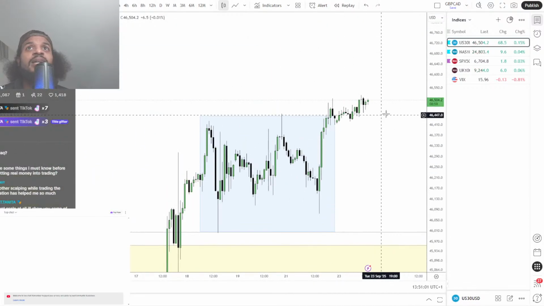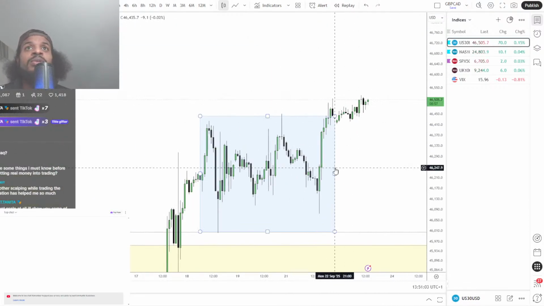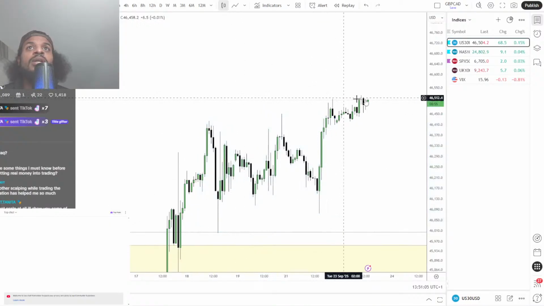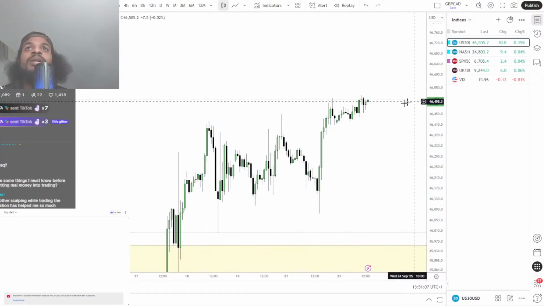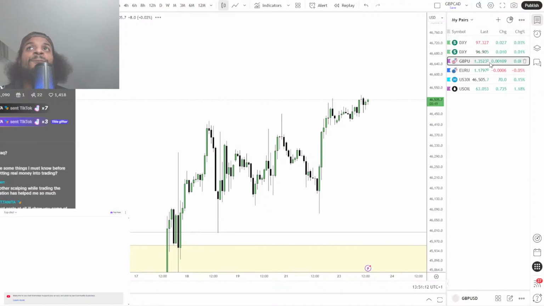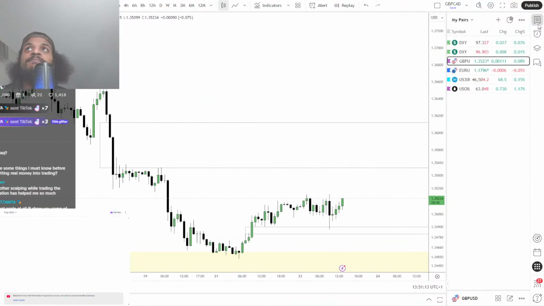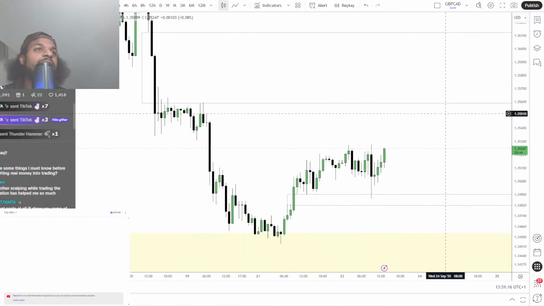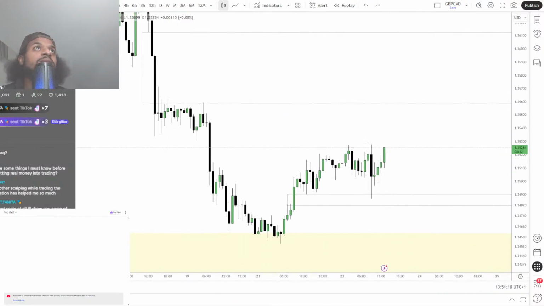US 30, again, price action not really doing anything. Price action's taken out the higher range, but now it's just stalling. There's nothing really to monitor. So I'd leave it alone, personally. Hope that makes sense.